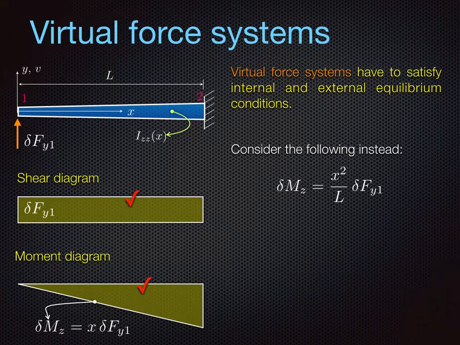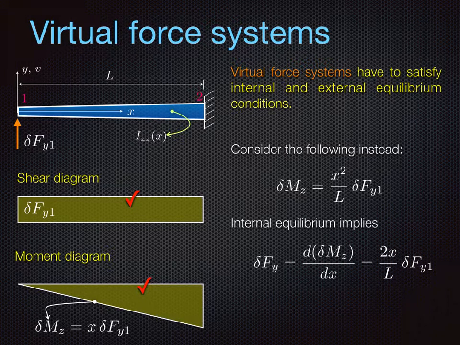Consider, for example, a virtual moment diagram, which is incidentally 0 at the tip end when x is equal to 0, but it's quadratic. And if you use this virtual moment diagram to compute the internal complementary virtual work, it would not be consistent with that virtual force system that we see on the left-hand side, because internal equilibrium on that moment diagram, del mz, would imply a linear variation, whereas our shear diagram is constant.